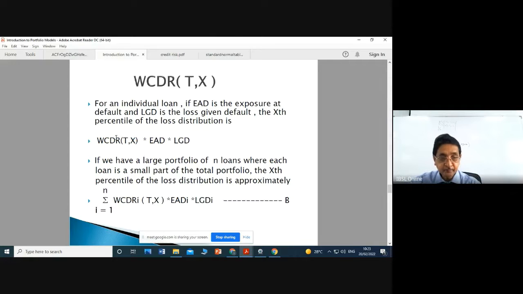Now, if we can calculate this worst case default rate for a particular loan, you can get the loss distribution as WCDR(T,X) × EAD × LGD. If you have a large portfolio of N loans where each loan is a small part of the total portfolio, the X percentile of the loss distribution is approximately the summation over all the loans taken into consideration. That equation is taken as B.